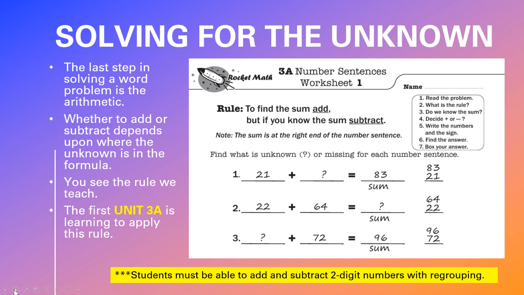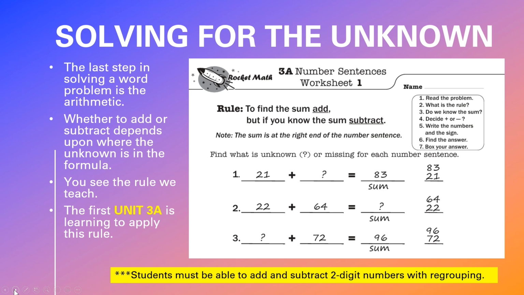The last step in our method of solving word problems is to solve for the unknown, which can be in any of three positions in the formula. So first we teach the students what to do to solve for the unknown. We teach the rule that in order to find the sum, you add the numbers you have. But if you know the sum, you need to subtract. The first unit, 3A, is learning to apply this rule to number sentences.